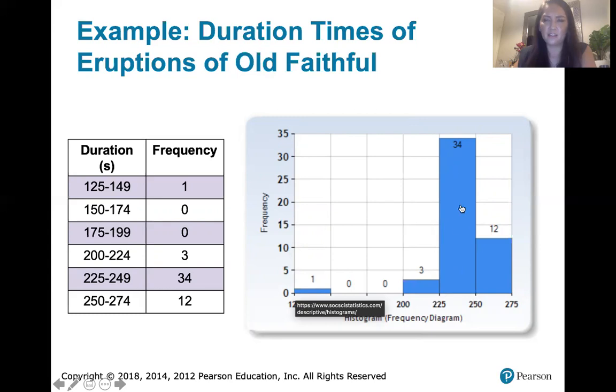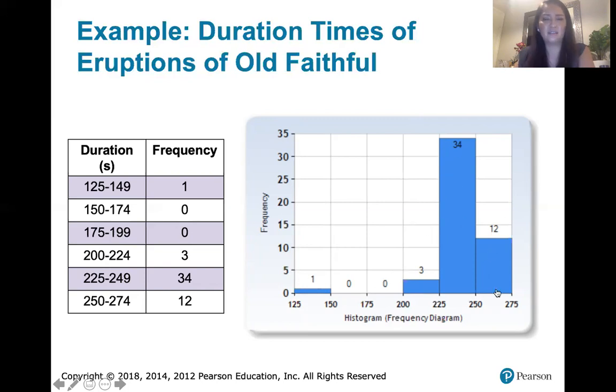notice that there's no symmetry around that middle class, that class that ranges from 225 seconds to 249 seconds. The other eruption times, most of the other eruption times, were greater than that 225 to 249 seconds. They were in the next class up, not the class down. There's no symmetry around this one. There were only 3 eruptions that were in the class before it, and there were 12 eruptions in the class after it. So this really is skewed to the left.